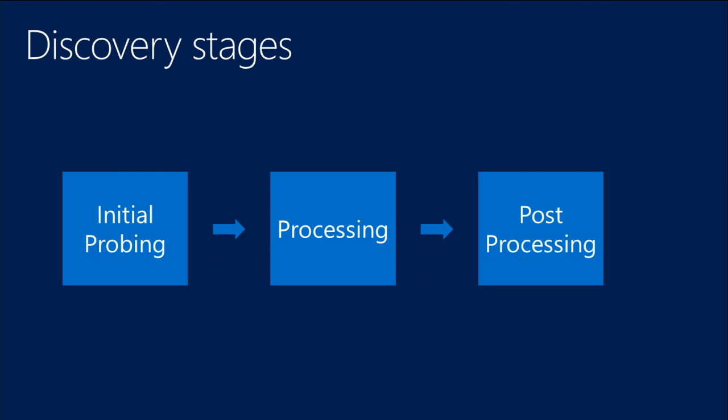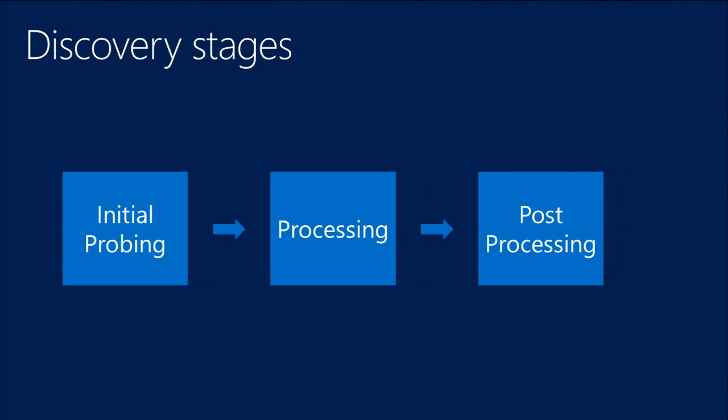So then we have access to the device, right? We can do an SNMP walk. We get all this information back, and then based on that first assessment, we have 3 discovery stages. So we do the initial probing. We reach out to the device, see if we can reach it. We have the processing phase, and then after that, we have the post-processing phase.